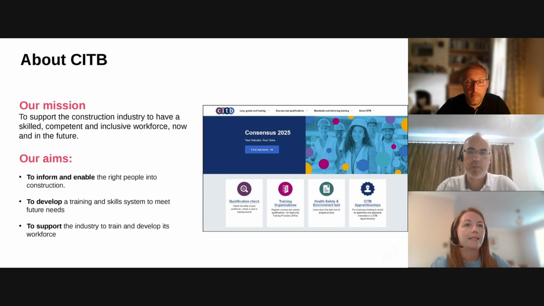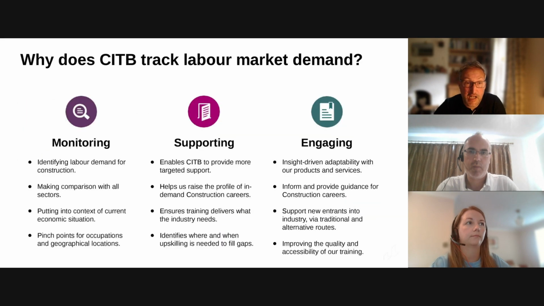Firstly, to inform and enable the right people into construction. Getting more trained people into industry is a key priority for CITB. To develop a training and skill system to meet the future needs, making sure relevant training is available at the right time and place. To support the industry to train and develop its workforce, providing incentives to upskill the existing workforce. Thanks, Dana. I'm just going to go on to the next slide.